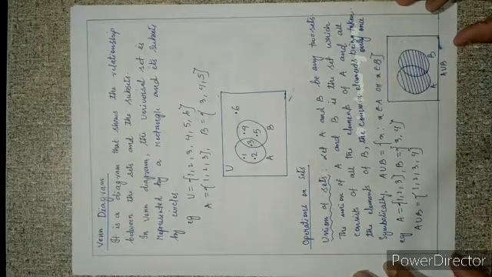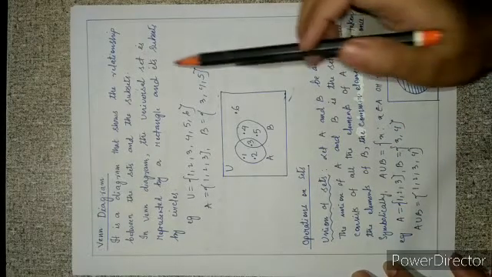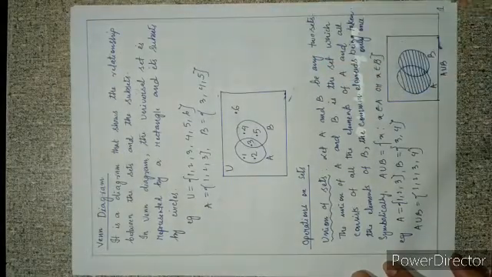Venn diagram is a diagram that represents a way that shows the relationship between the sets and its subsets or universal set.